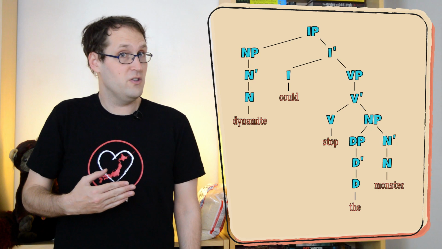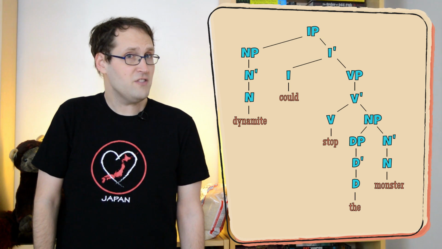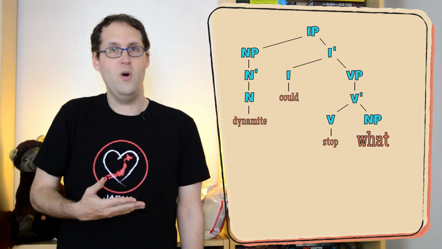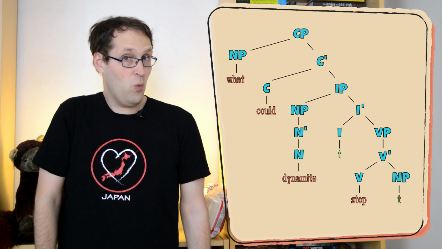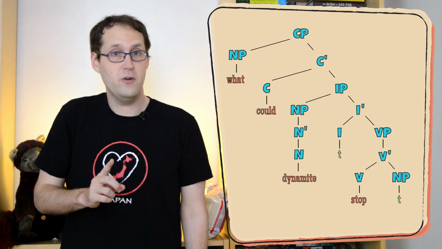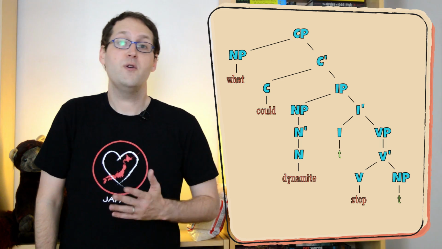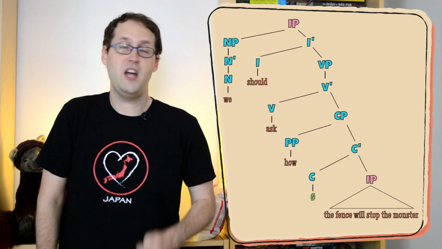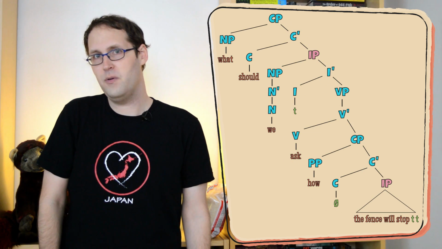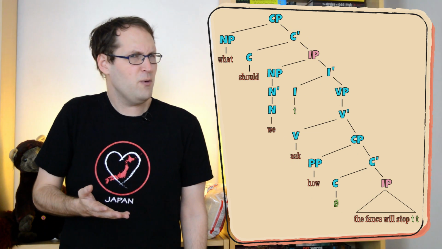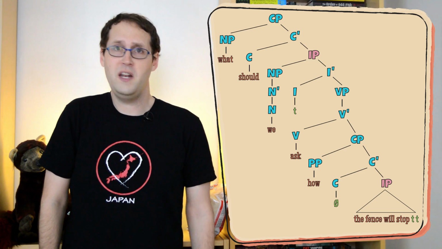Starting with "dynamite could stop the monster," we can see that if we want to turn this sentence into a question, we only have to do two things: replace the monster with "what," and then move it to the front to get "what could dynamite stop?" It works because that "what" only has to make it past one IP node. But as soon as we introduce another one into the mix, escape becomes impossible. If we try to turn "we should ask how the fence will stop the monster" into a question, we're left with "what should we ask how the fence will stop?" You can see that that "what" just doesn't have what it takes to cross over both IPs without ruining the whole sentence. There's simply one too many fences in the way.